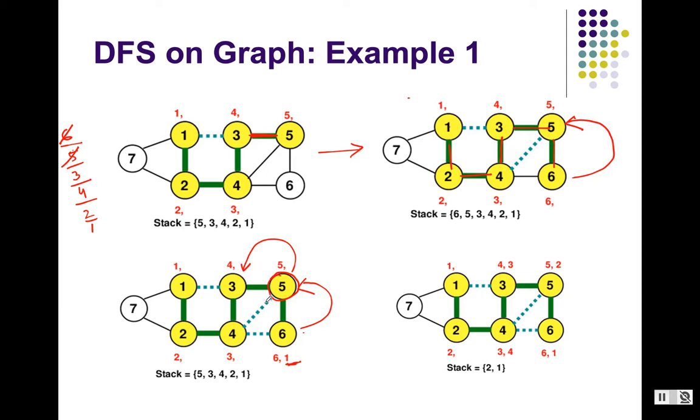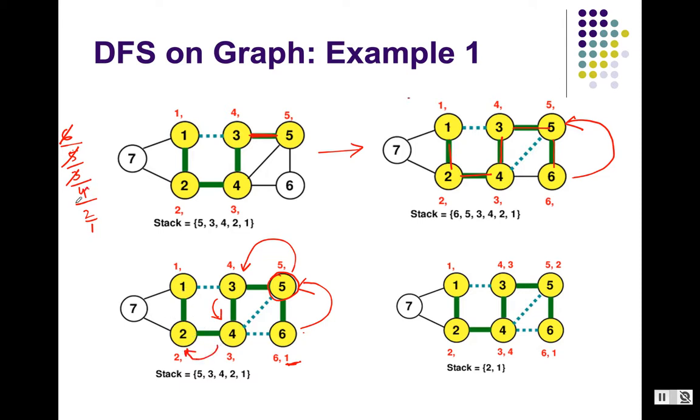From 3 also we don't have any other child node to visit, so we'll pop node 3. From 3 we'll go to node 4. From 4 we are going to look whether we have any other unvisited child node. There is no other node, so from 4 we are going to go to node 2.